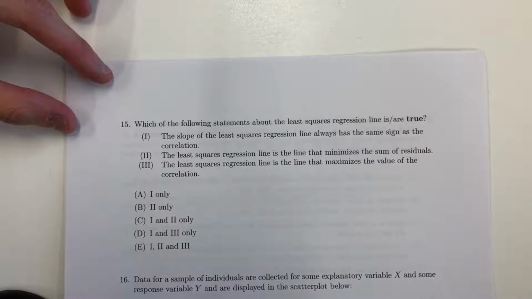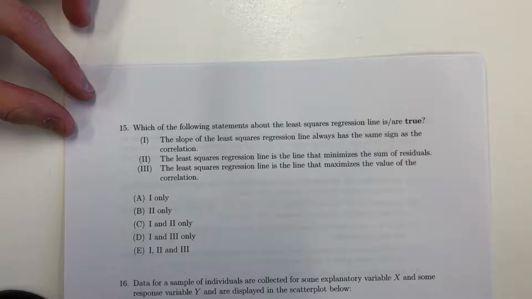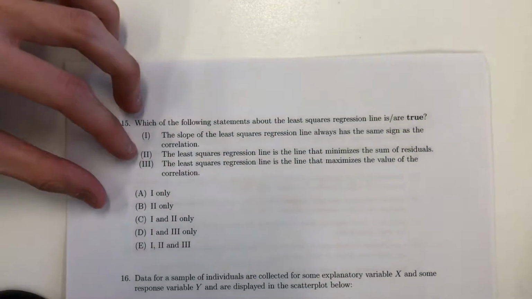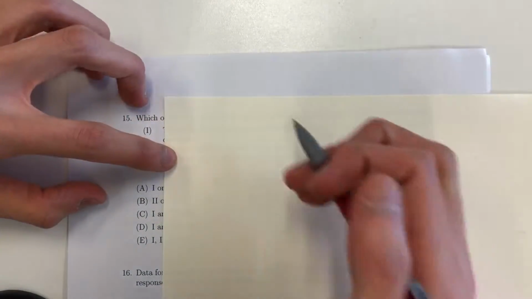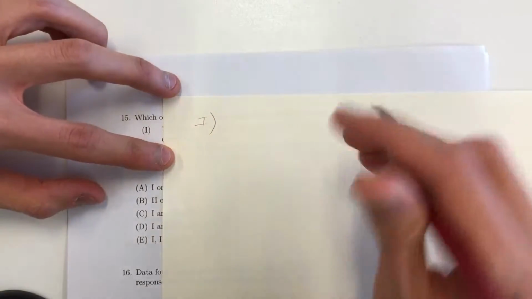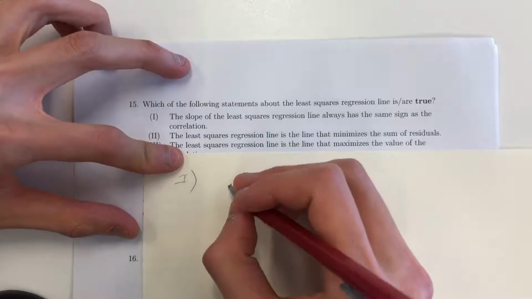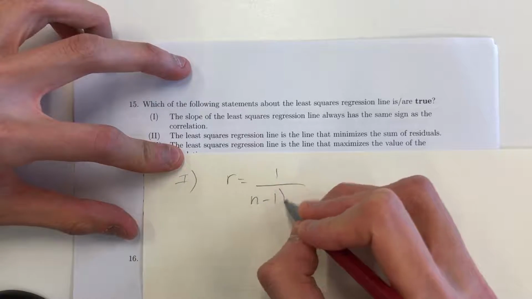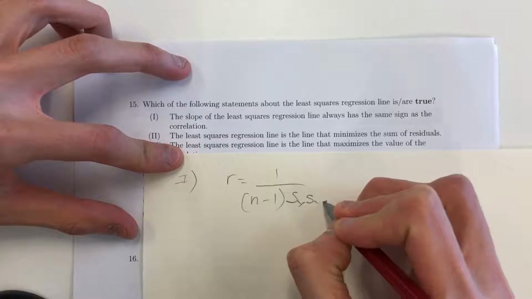So number one, the slope of the LSR line always has the same sign as the correlation. This statement is true. In order to verify this, I'm going to write down a few formulas. You don't have to remember these formulas. They'll be given to you on the exam.